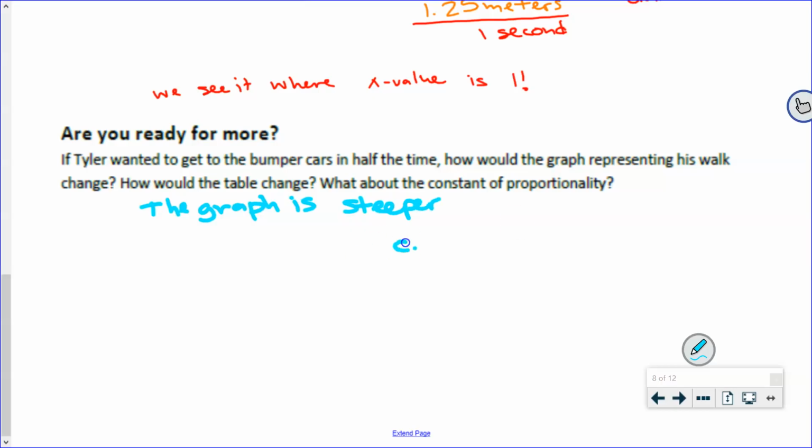Which also means that the constant of proportionality has to be bigger, has to be, as Berkeley said, double, because we have to go twice the distance in the same amount of time.